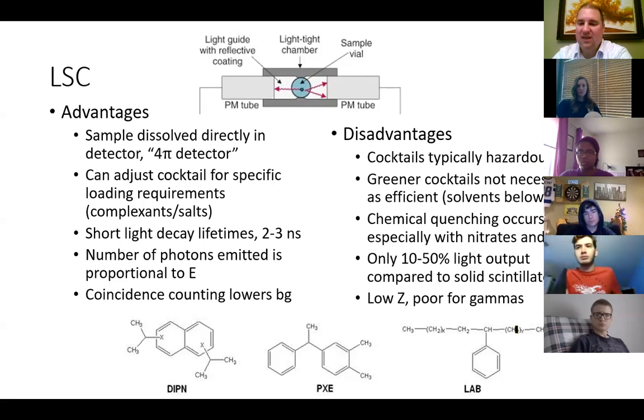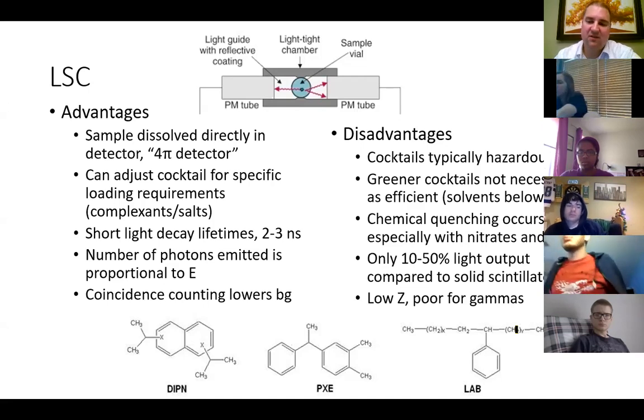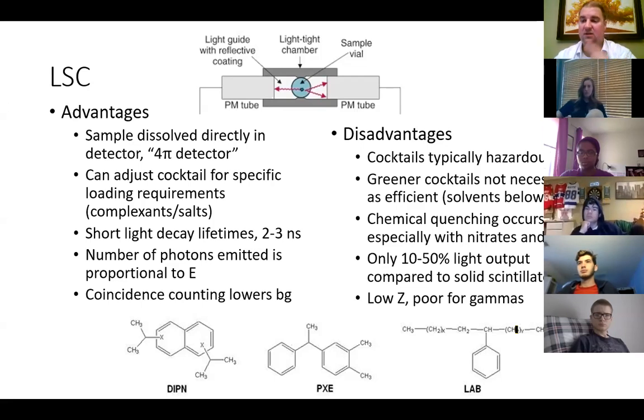You only get about 10 to 50% of the light output from the energy in liquid scintillation compared to solid scintillators. So solid scintillators in many cases are still preferred, but this is many times outweighed by the advantage that your sample goes directly into your detector, whereas with a solid scintillator, your sample has to sit somewhere outside of the detector. And the final disadvantage, of course, is that when we're talking about liquids, we're generally talking about hydrocarbons. So they have a low average Z, which means that they are poor materials for trying to do anything with gamma rays. Okay. Do you guys have questions on scintillation?